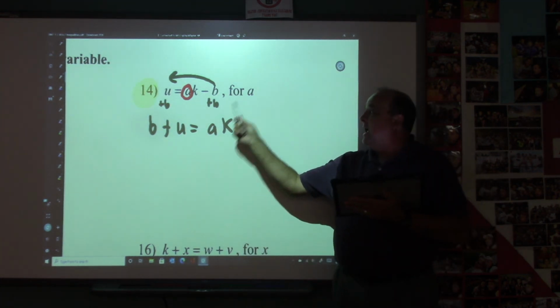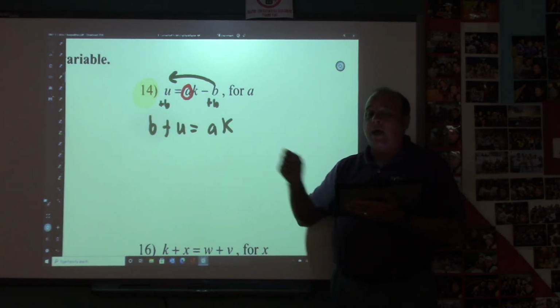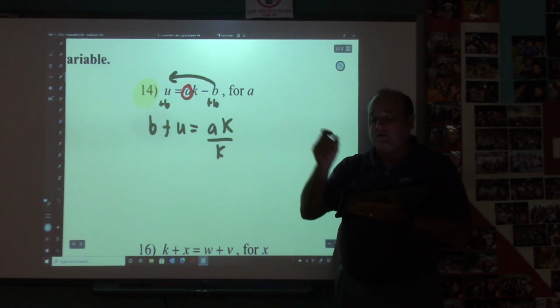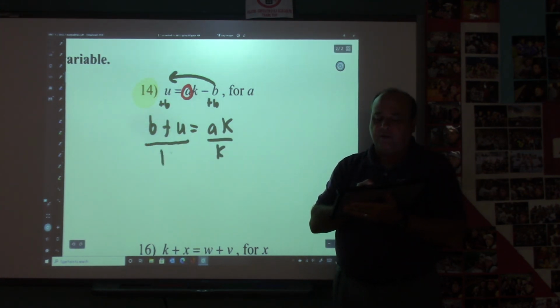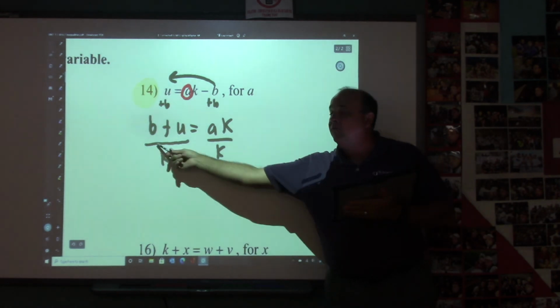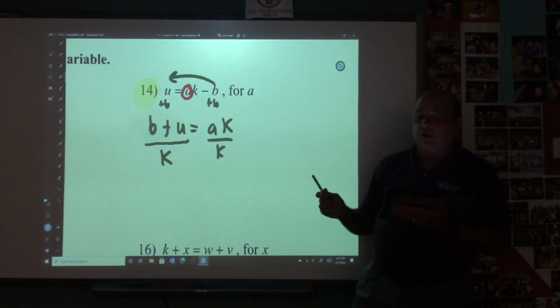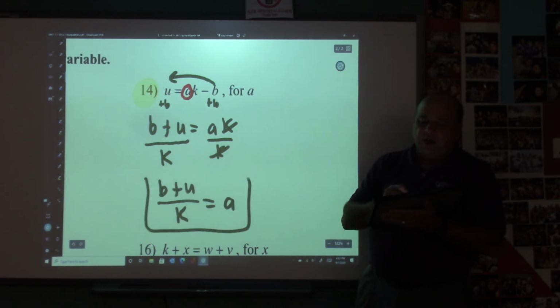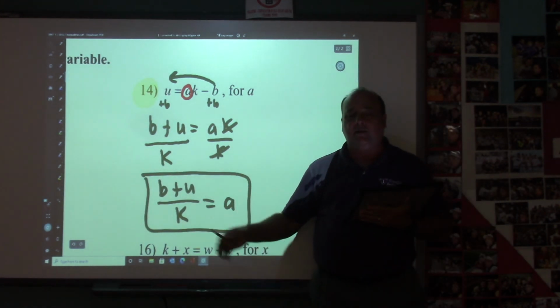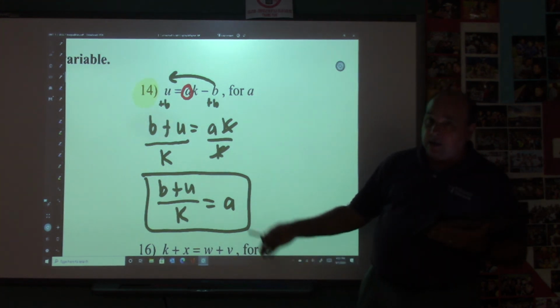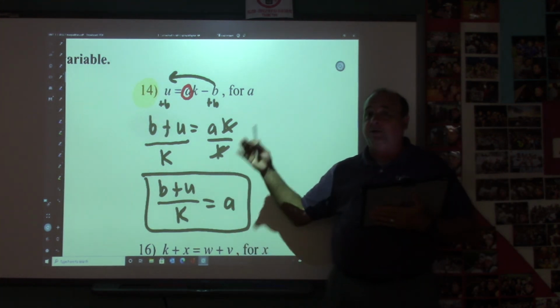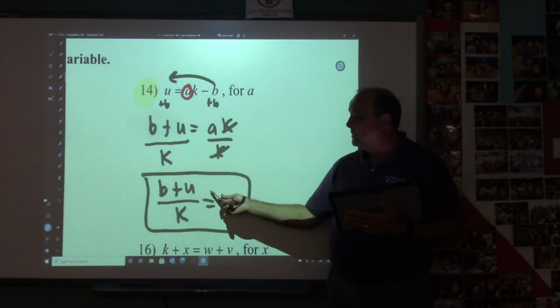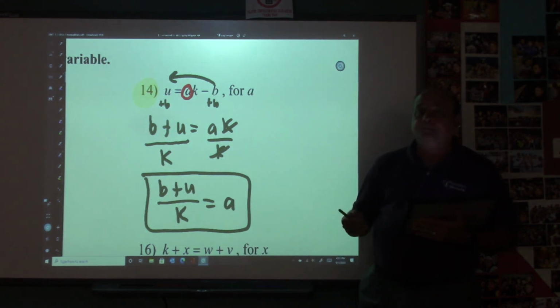Now then, to get the A all by itself, what's the opposite of multiply? Excellent. Divide. And now then, this is the tricky part. Draw one fraction bar underneath this whole expression. These K's cancel out. This right here is the answer. B plus U over K equals A. You have never got math answers that look like this, so until it becomes routine, it's going to be kind of tough, but just hang in there, okay? This is an example of an answer you would get.